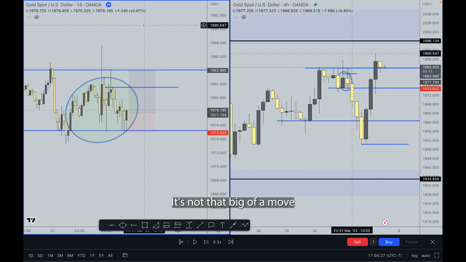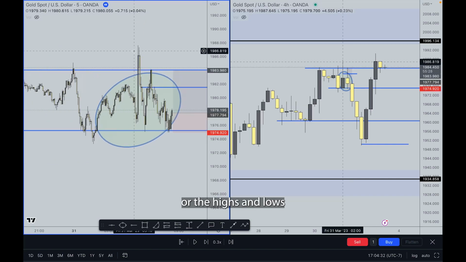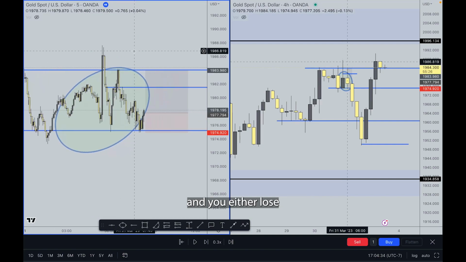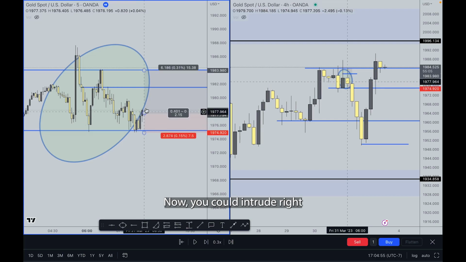It's not that big of a move, which makes counter trend trades risky because you end up thinking you caught the reversals or the highs or the lows, and then you hold on too long and you either lose or get out at break even. You see on the 5-minute, now you could have entered right here on this little pullback on the 5-minute, but we're looking at the 15.